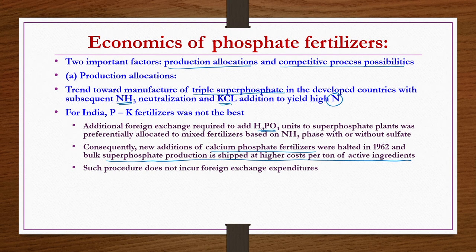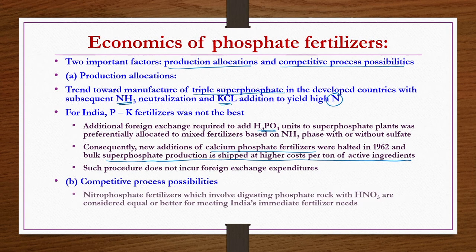any foreign exchange expenditures. Competitive process possibilities: nitrophosphate fertilizers, which involve digesting phosphate rock with HNO3, are considered equal or better for meeting India's immediate fertilizer needs, rather than going for superphosphate and triple superphosphate where you need strong phosphoric acid, etc., for which you need to depend on foreign exchange. But these nitrophosphate fertilizers are easy to make because we have HNO3 sources, and phosphate rocks react easily. We are going to discuss in the subsequent slide how to produce these nitrophosphate fertilizers. So you find production of nitrophosphate is much easier and more economical compared to the production of superphosphates and triple superphosphates.